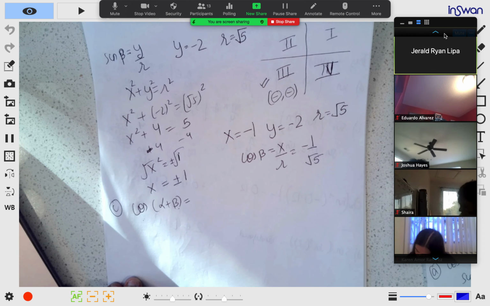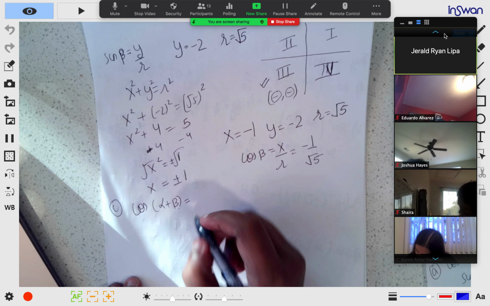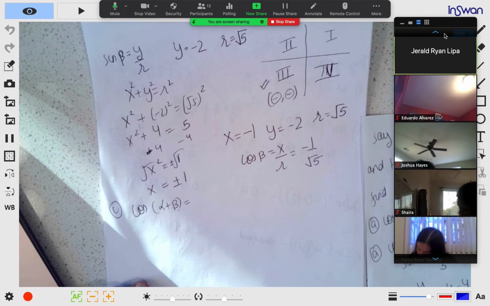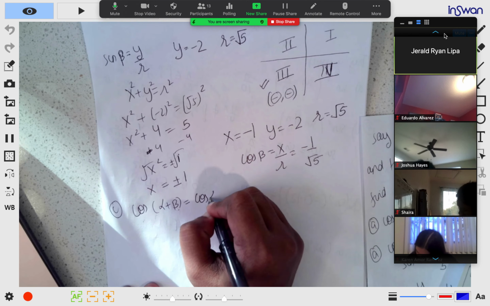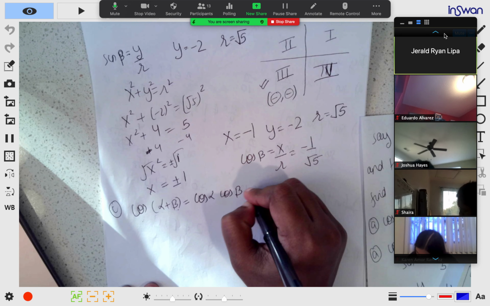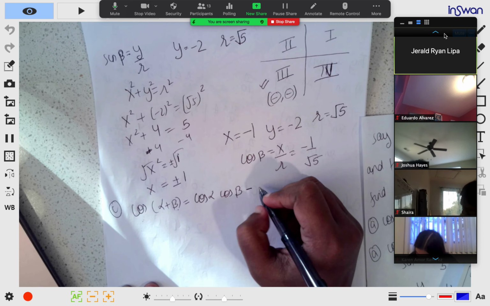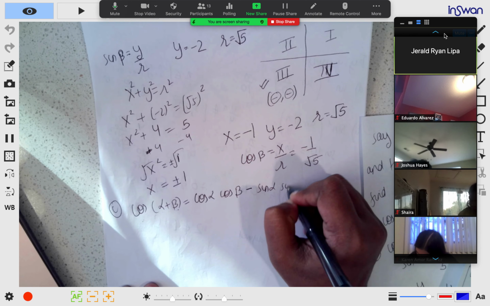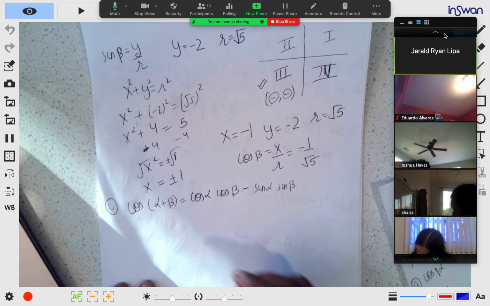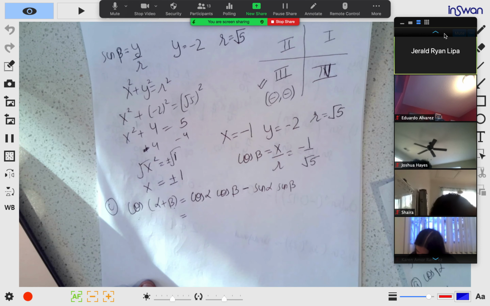I don't think I got that part because I came in late because I was updating my computer. Oh, so the formula for this is cosine alpha cosine beta. If it's a plus, you're going to put a negative sign in case of cosine, and it is sine alpha sine beta. This is the formula. Can you tell me what's the value of cosine alpha? We just found out.